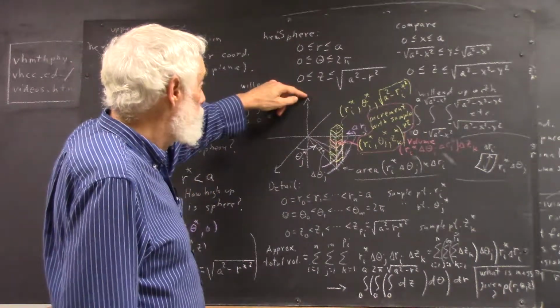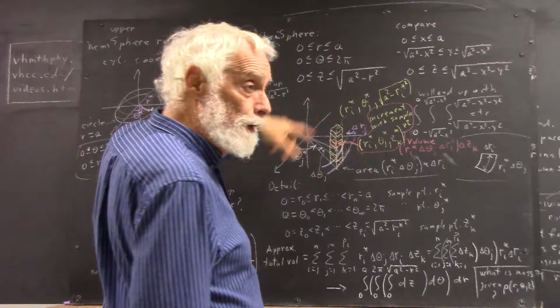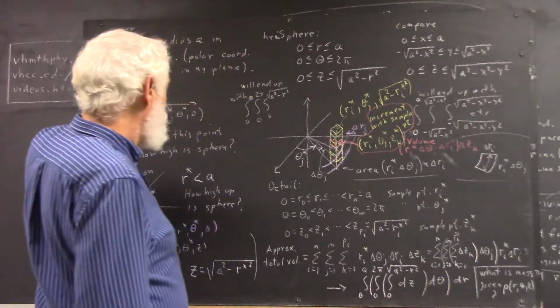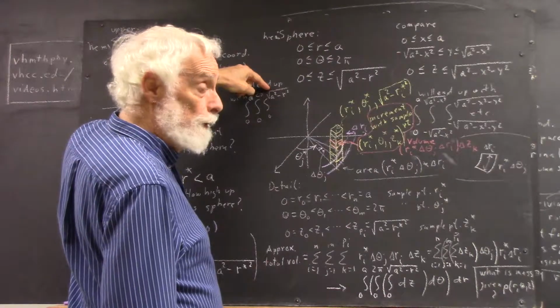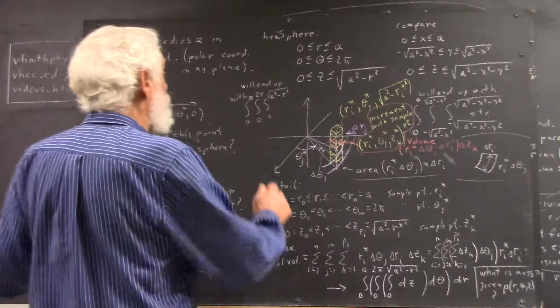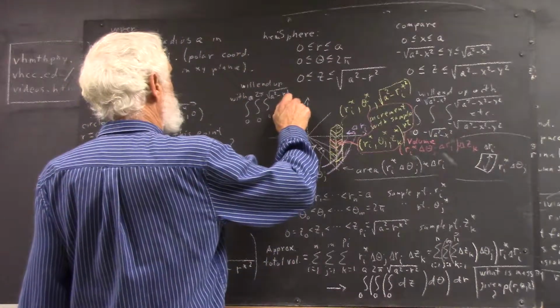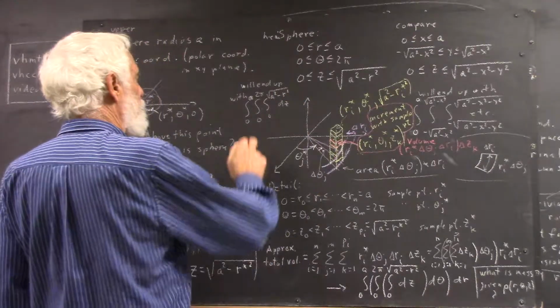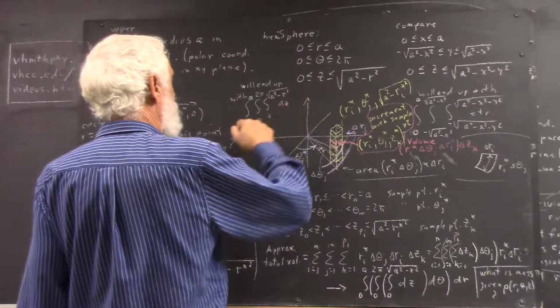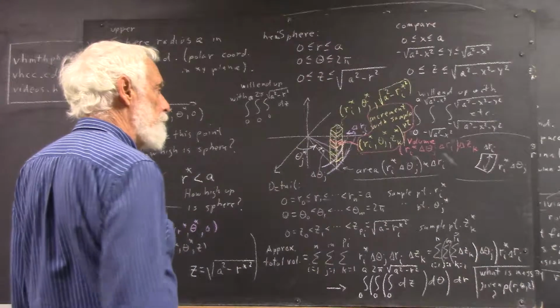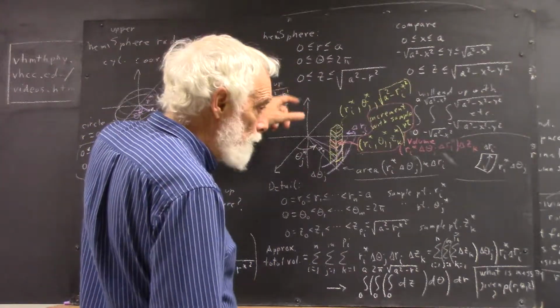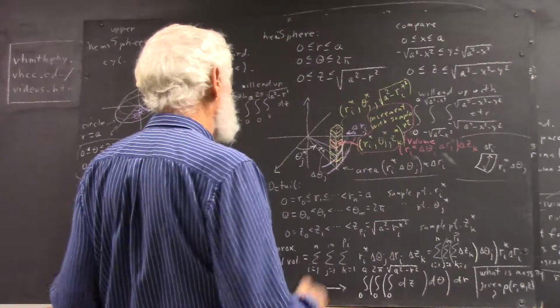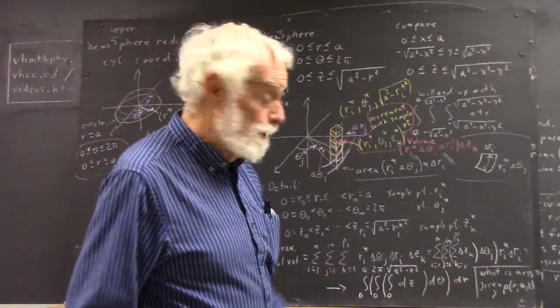And this description is going to end up giving us an integral where z goes from 0 to the square root of a squared minus r squared. So we integrate that with respect to z, and from 0 to 2 pi with respect to theta, and from 0 to a with respect to r, except that our volume increment isn't dz d theta dr. So we have to work out what our volume increment is.